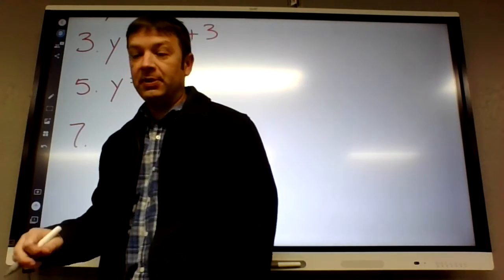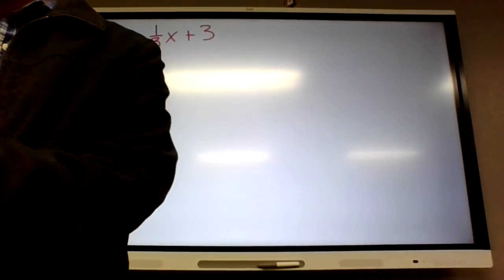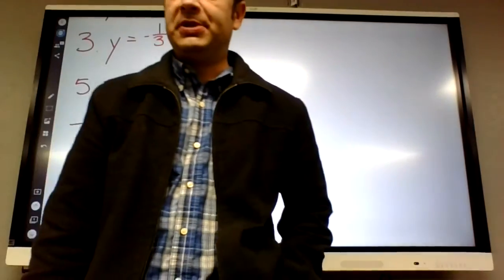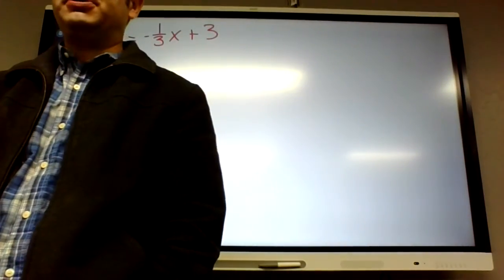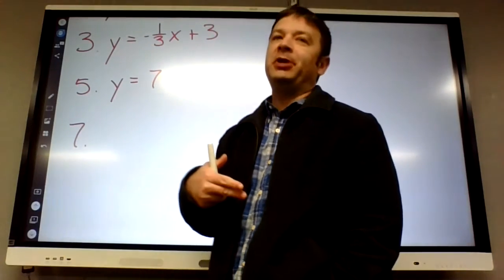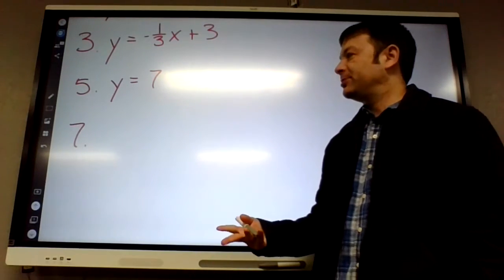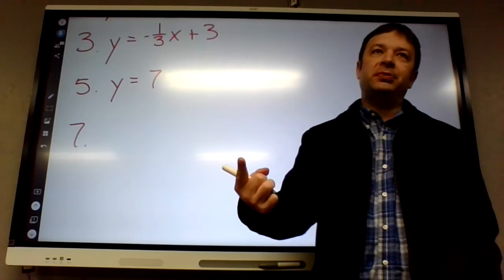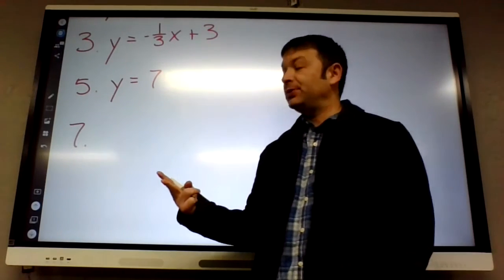Okay, number 7. This is where we have to start using our brains a little bit. I hate using that. Okay, number 7, write the equation in slope-intercept form. So they're just giving us the picture. We're supposed to write the equation. So what do we need? We need the slope and we need the y-intercept, those two things.